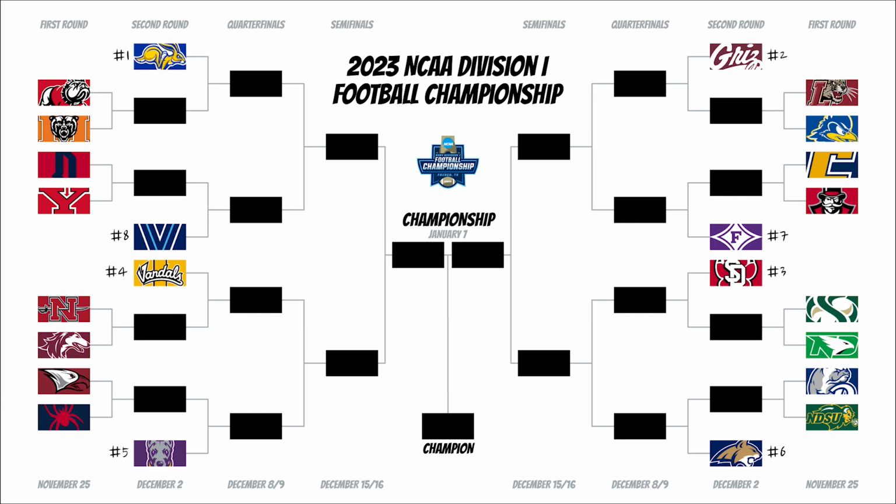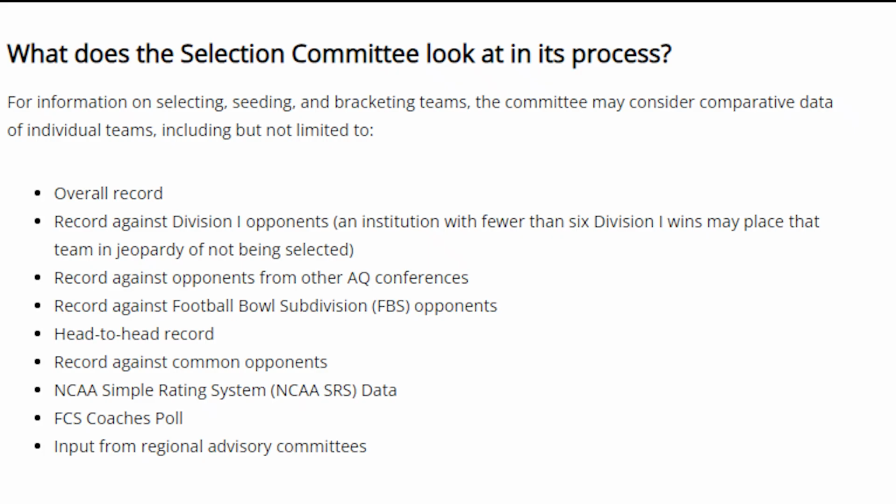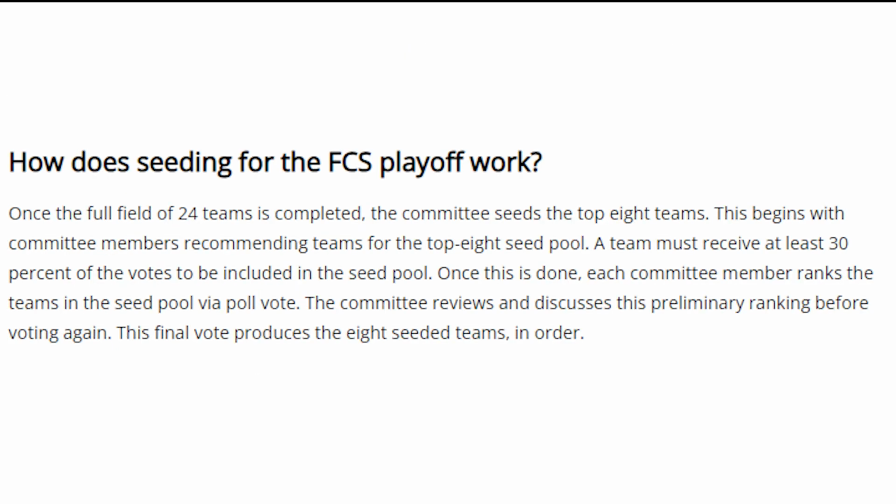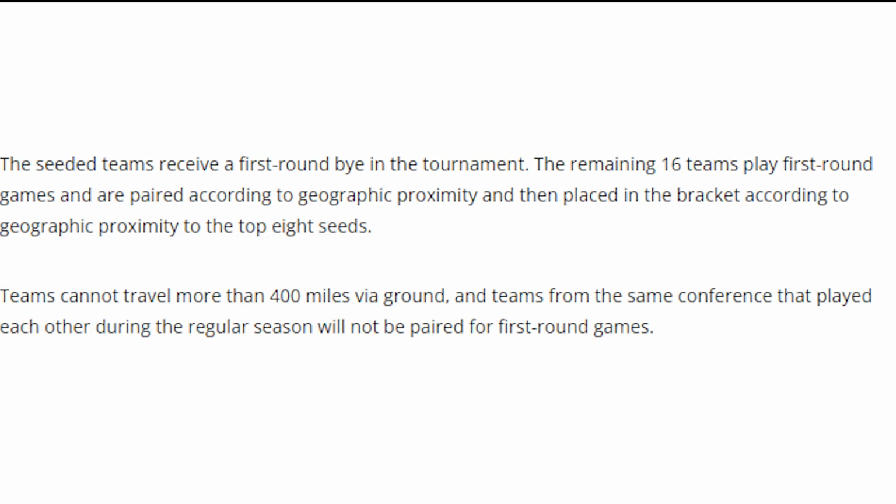Now, in the FCS playoffs, 10 conferences receive automatic bids, and then there are 14 at-large teams selected based on various criteria. The top 8 teams are selected through a series of votes, and the remaining field is filled out by geography based on proximity to each of the teams and each of the top 8 seeds.